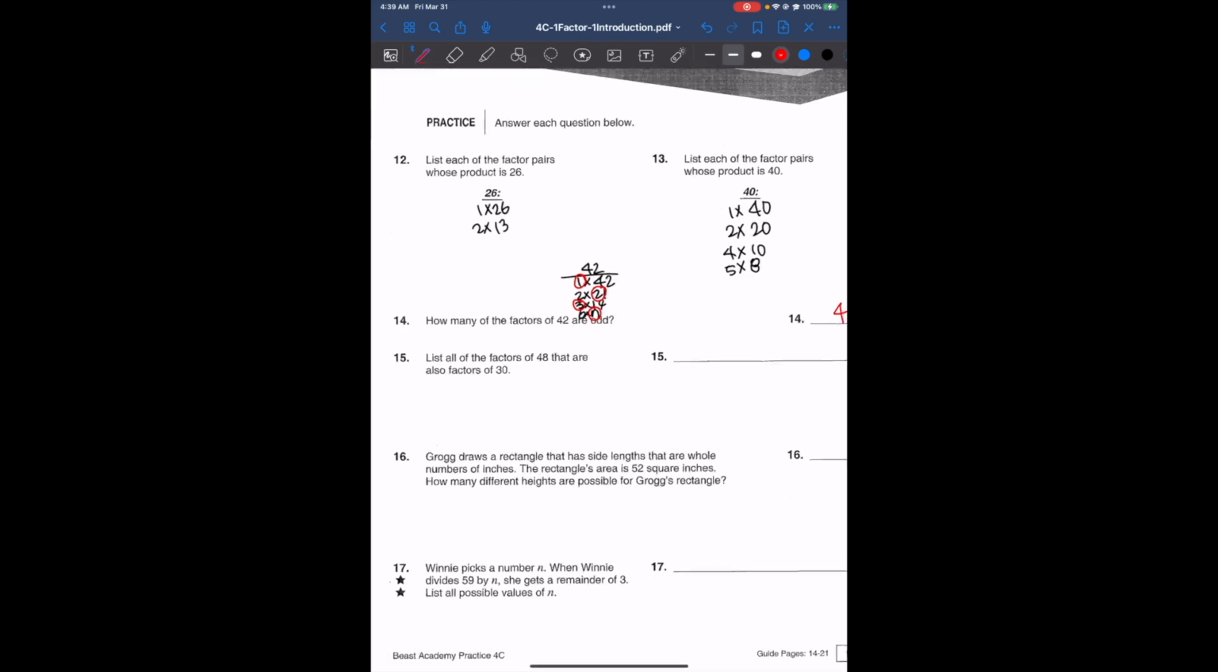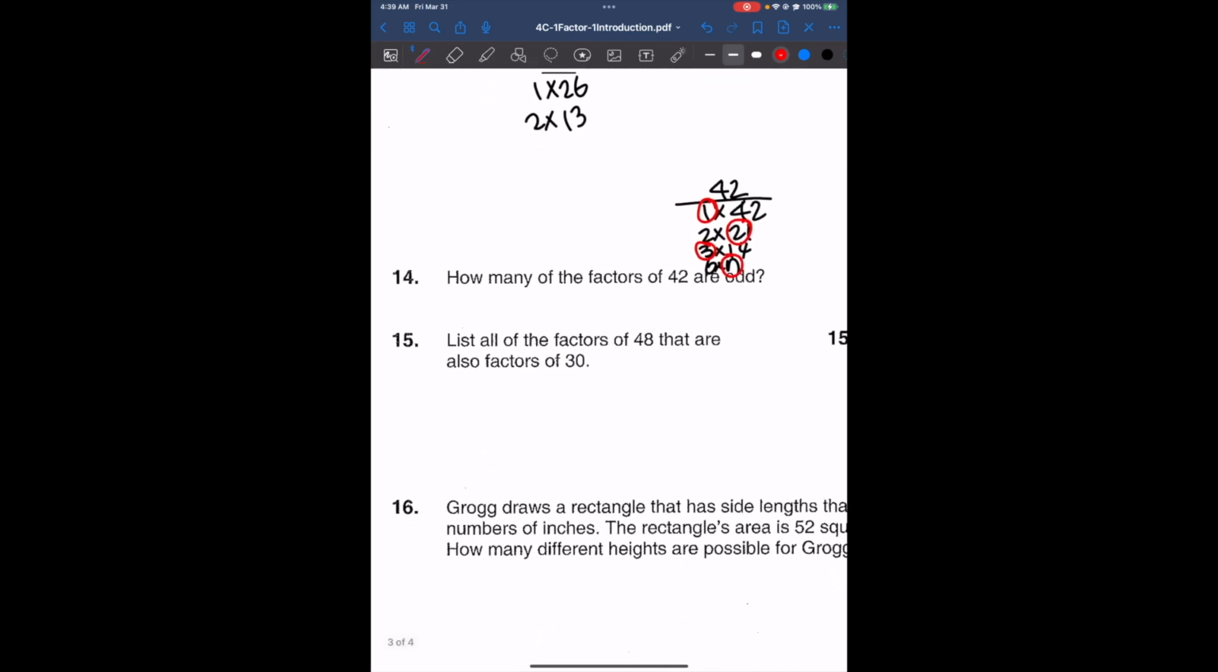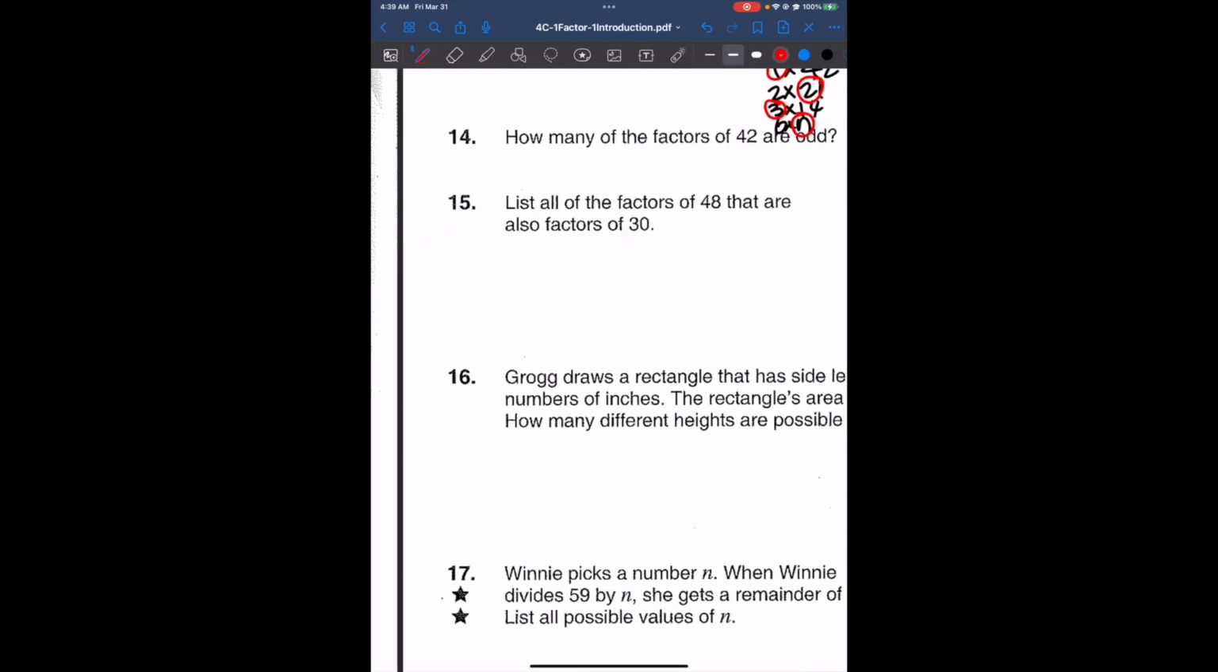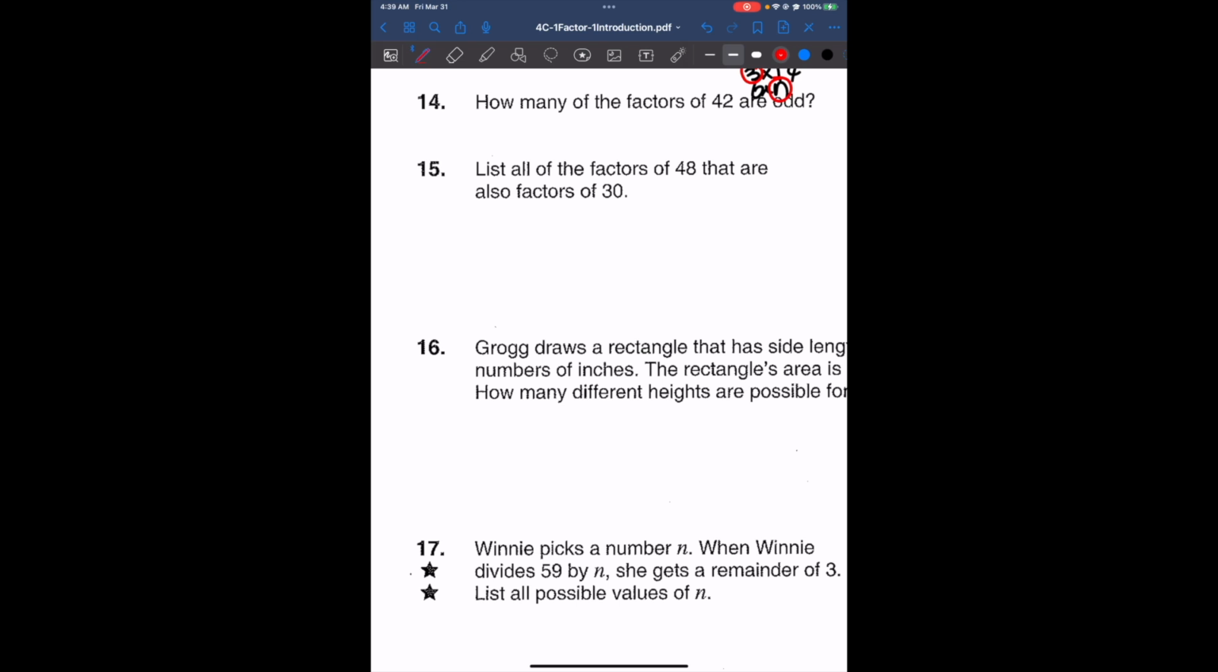And then we're listing all the factors of 48 that are also factors of 30. So I want you guys to try solving 15 on your own. To give you a hint, you should list all the factors of 48 and factors of 30 by using factor pairs, and then see which ones overlap to see factors of 48 that are also factors of 30. Since you have to figure out factors of 2 numbers and also compare, I'll give you about 4 minutes before I go over the solution.